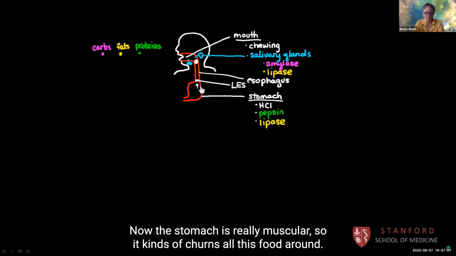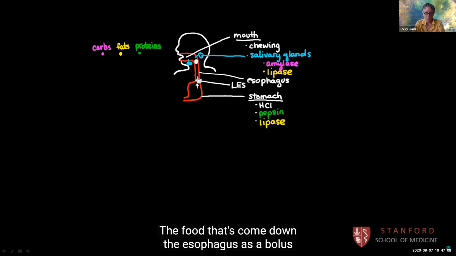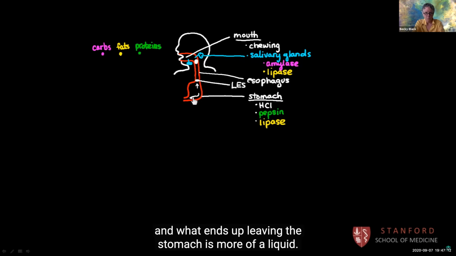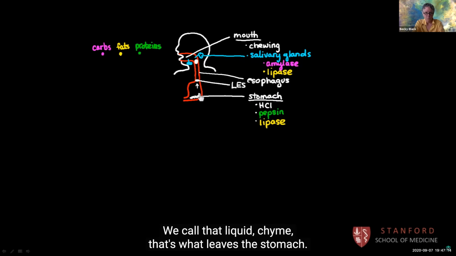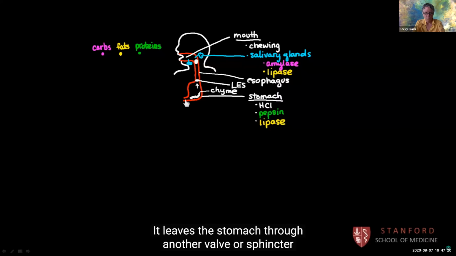Now, the stomach is really muscular, so it churns all this food around, the food that's come down the esophagus as a bolus. And what ends up leaving the stomach is more of a liquid, and we call that liquid chyme. That's what leaves the stomach. And it leaves the stomach through another valve, or sphincter.